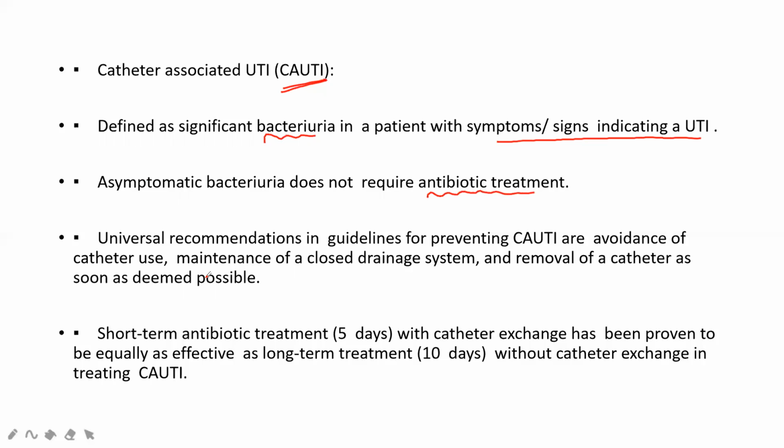So the universal recommendations in guidelines for preventing CAUTI are: first, avoidance of catheter use; next, maintenance of a closed drainage system; and removal of the catheter as soon as deemed possible. First, don't use a catheter if not required, and as soon as possible you should remove the catheter. This is the main guideline or universal recommendation.